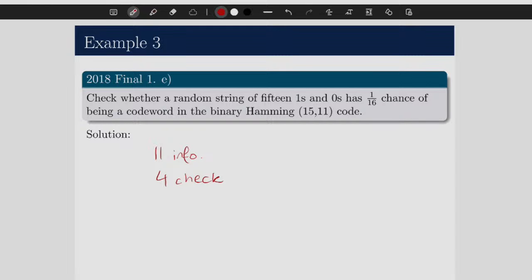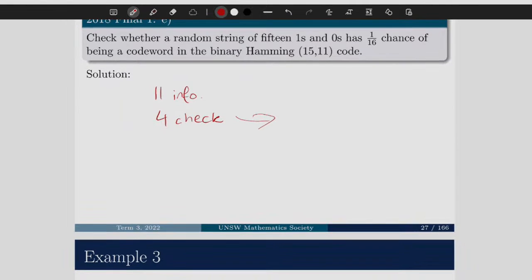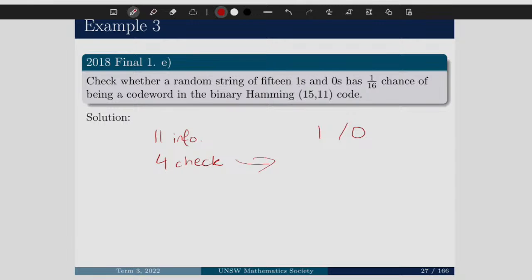What does matter to me is whether these check bits are a 1 or a 0, right? So if it's going to be a 1 or a 0, then we can say there's half, 1 in 2, of it being the correct value. And if I have 4 of these, then naturally I can just multiply it by itself 4 times. So that is for all 4 check bits, and that's going to end up with 1 in 16.